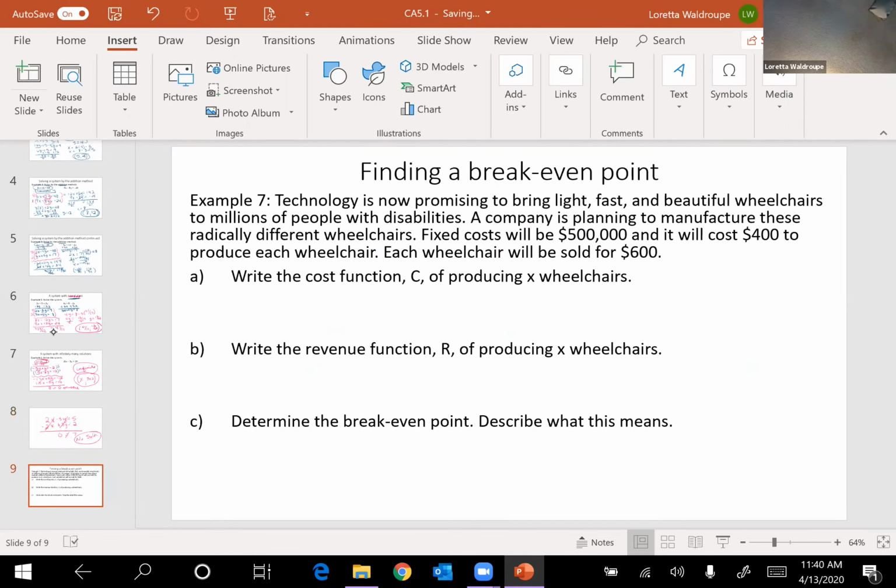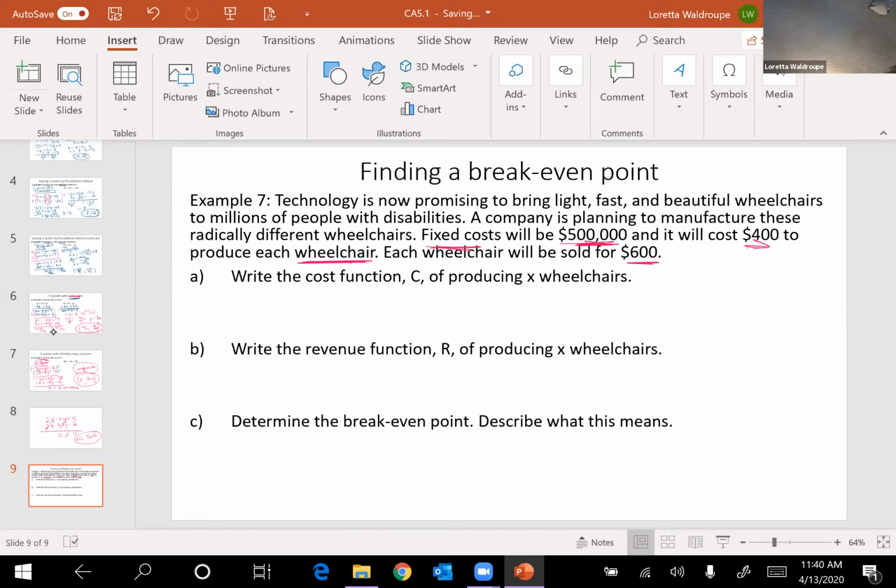Okay, one more example on this. Technology is promising to bring light, fast, and beautiful wheelchairs to millions of people with disability. A company is planning to manufacture these wheelchairs. Fixed costs will be $500,000, and it costs $400 to produce each wheelchair. Okay? Each wheelchair will be sold for $600.